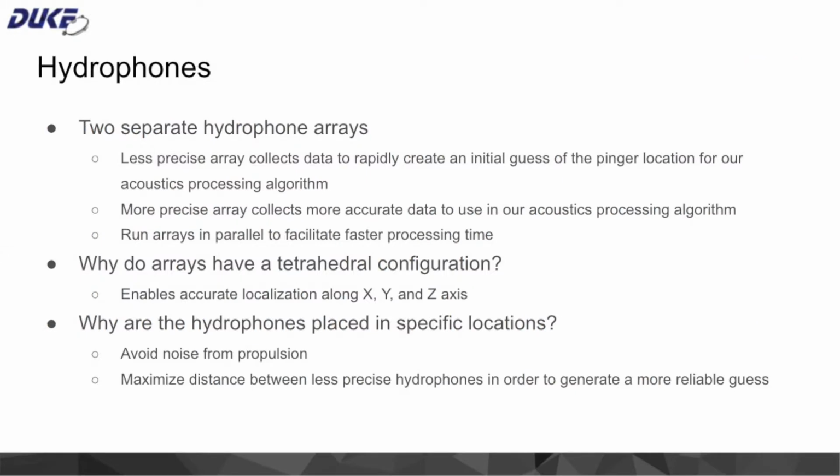To localize the pinger, 2 separate hydrophone arrays are used. The first array is less precise and collects data to rapidly create an initial guess of the pinger location for our acoustics processing algorithm. The second array is more precise and collects more accurate data to use in our acoustics processing algorithm. These arrays run in parallel to facilitate faster processing time. The arrays have a tetrahedral configuration, which enables accurate localization along the X, Y, and Z axes, and the hydrophones are placed in specific locations, which avoids noise from propulsion and maximizes the distance between the less precise hydrophones in order to generate a more reliable guess.